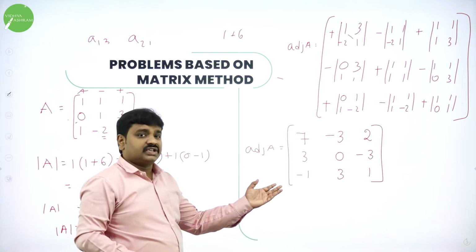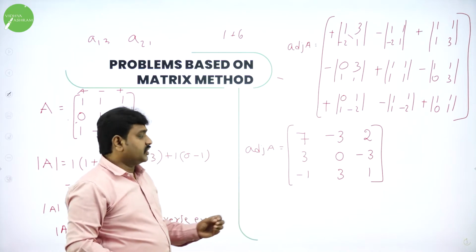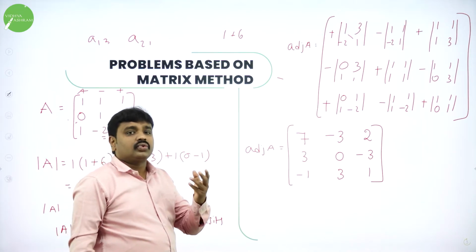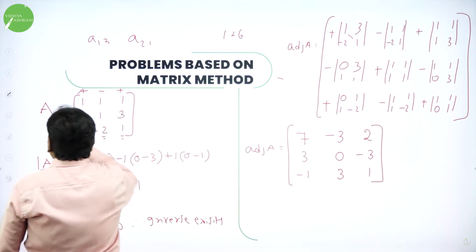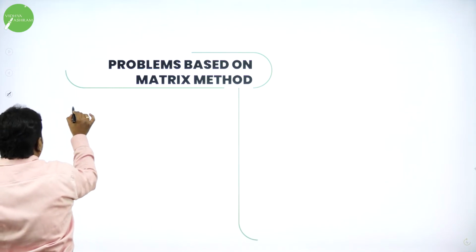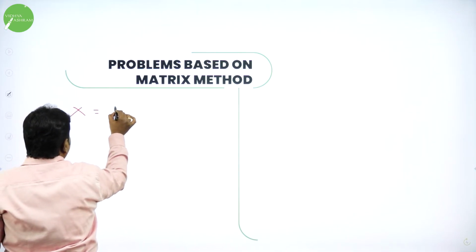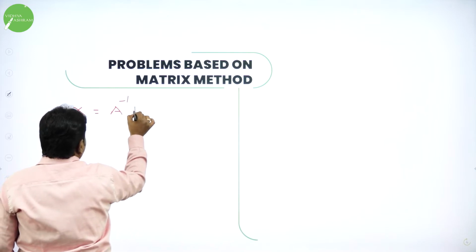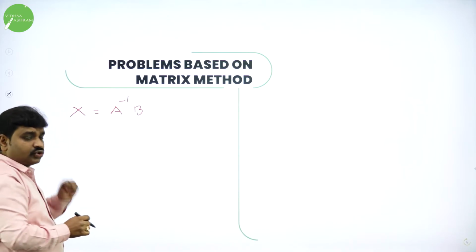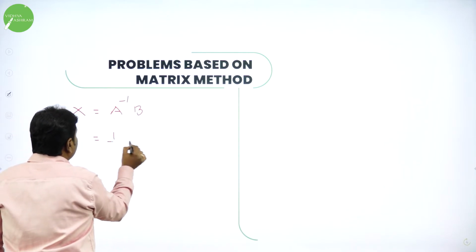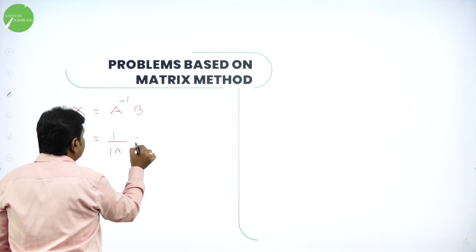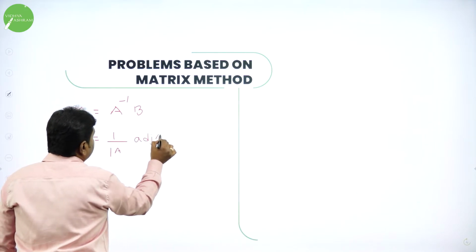So what did I write? Adjoint. So we got the adjoint, we got the determinant. So we will go to A inverse. Now by the matrix method, all of you know X is equal to A inverse into B. What is the X value? A inverse into B. How to find A inverse? 1 by determinant of A into adjoint A, into B.